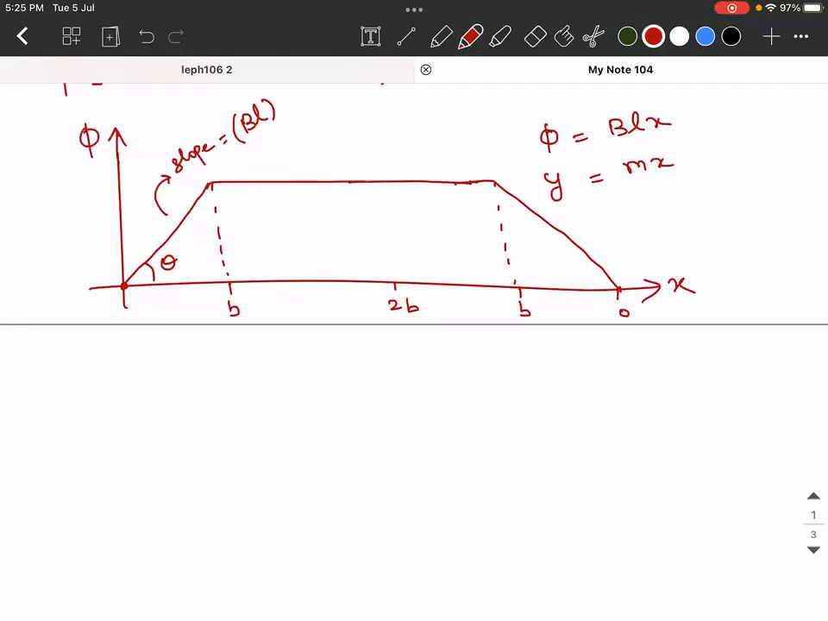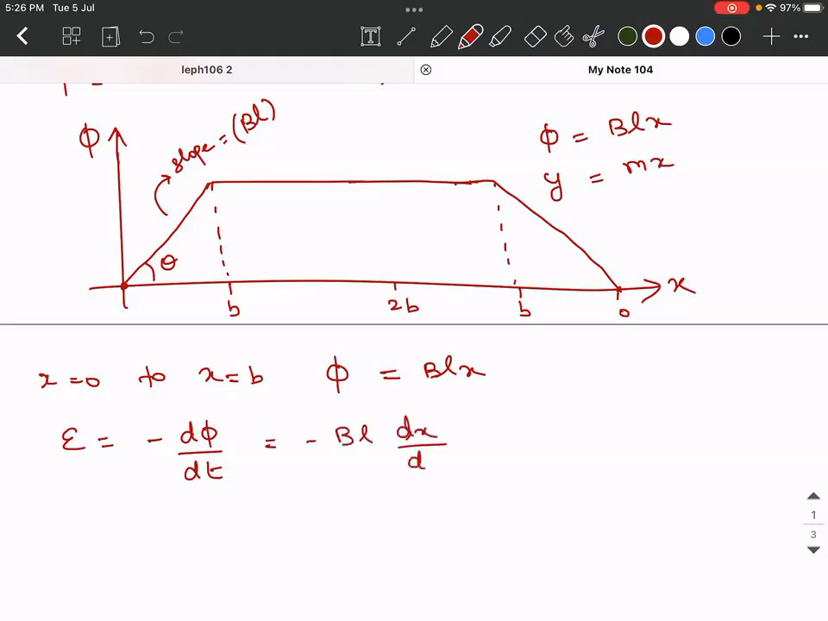A correction, that is flux versus distance. That is not B, that is flux. Okay. Between x is equal to 0 to x is equal to B, flux is B into L into X. Then what is the EMF? EMF is minus d phi divided by dt. So is this not equal to minus B into L into dx divided by dt, which will be minus BL? Is it clear?